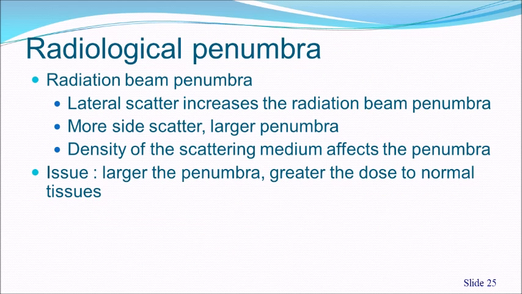The radiological penumbra includes lateral scatter. So the lateral scatter increases the radiation beam penumbra, otherwise called the radiological penumbra. More side scatter, larger penumbra. Density of scattering medium affects the penumbra. If you have a high density medium, there will be more scatter, more penumbra. Larger the penumbra, greater the dose to normal tissue. So you want to have a smaller penumbra. One good thing is smaller source size, like in the LINAC, reduces the size of the penumbra, right? But increase in SSD increases the size of the penumbra, right?